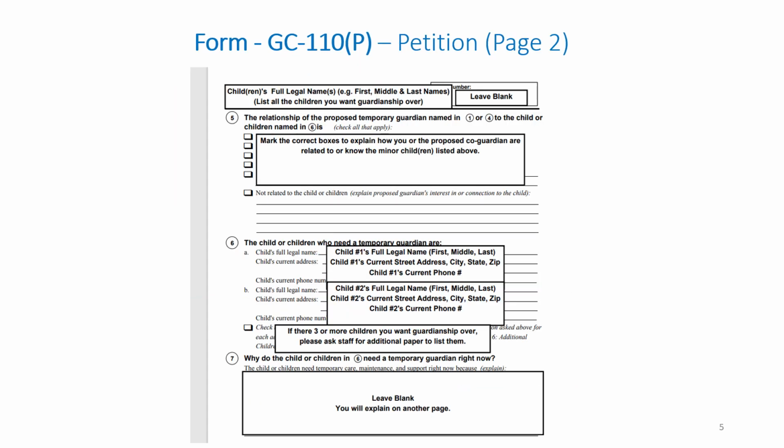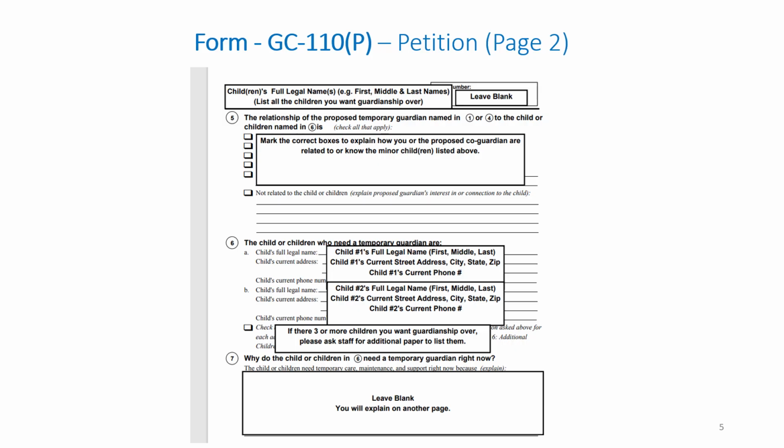On page 2, item 5, you will indicate how you are related to the child or children who are the subject of your guardianship request. Mark all relationships that apply to you and any co-guardians. For example, if you are a grandparent, you will need to mark whether you are the mother's mother, father's mother, mother's father, or father's father. If you are unrelated to the child or children, then mark that box and explain how you are connected to the child or children. For example, you might write family friend, neighbor, etc.